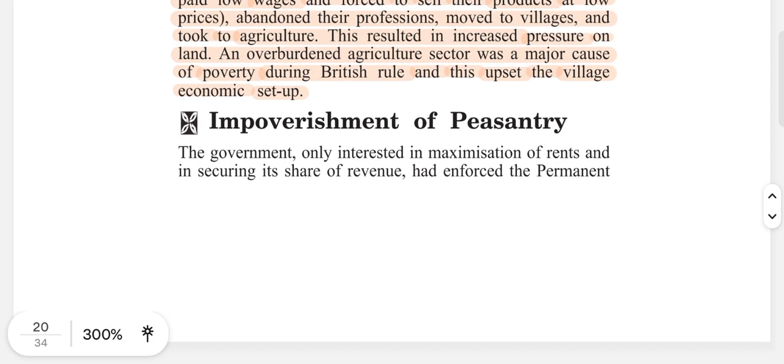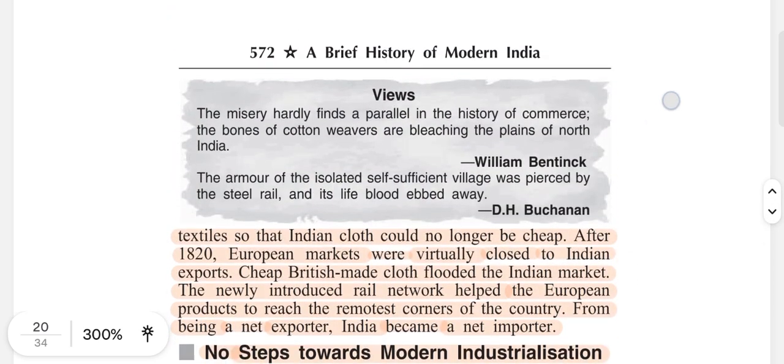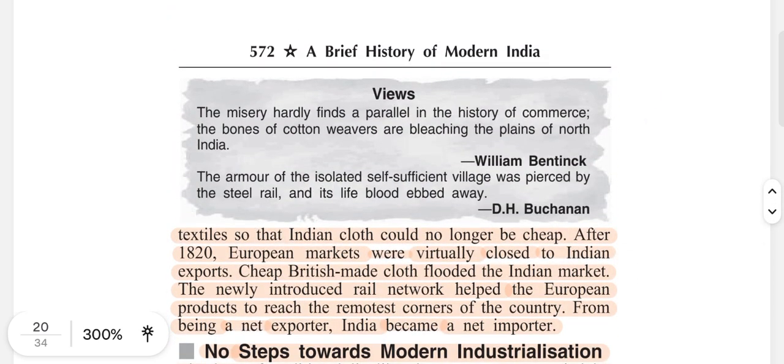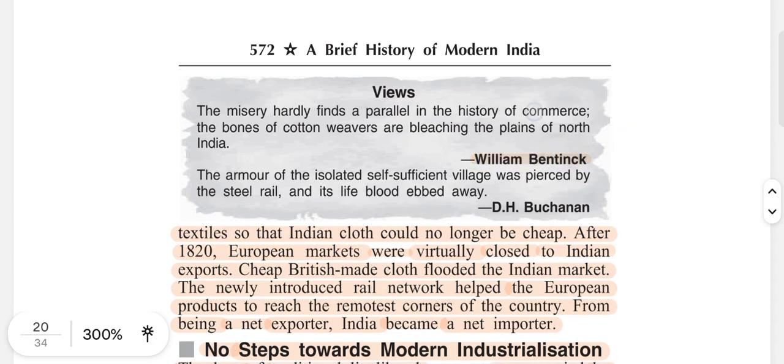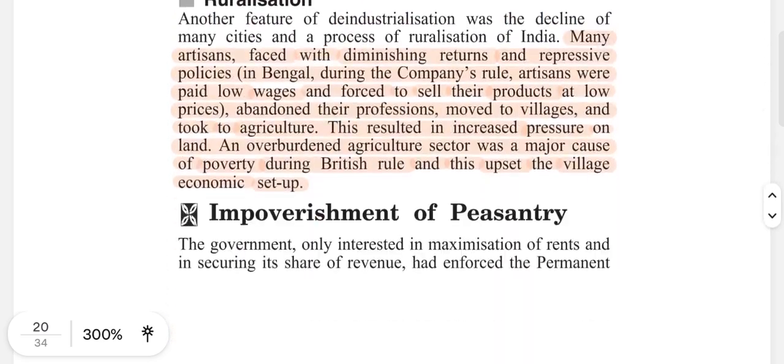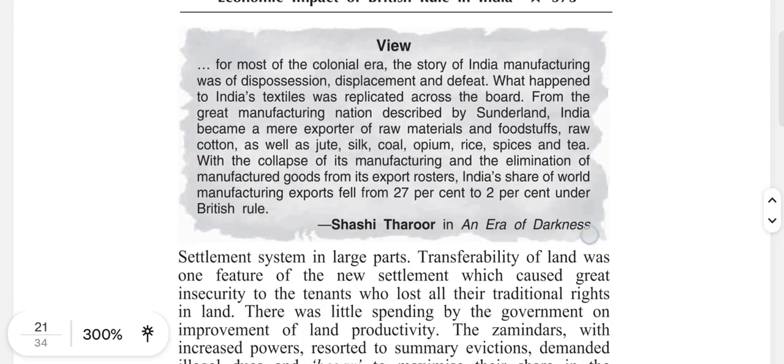Impoverishment of peasantry. The government, only interested in maximization of rents and in securing its share of revenue, had enforced the permanent settlement. The misery hardly finds a parallel in the history of commerce. The bones of cotton weavers are bleaching the plains of North India. William Bentinck. The armor of the isolated self-sufficient village was pierced by the steel rail, and its life-blood ebbed away. D.H. Buchanan, Economic Impact of British Rule in India.